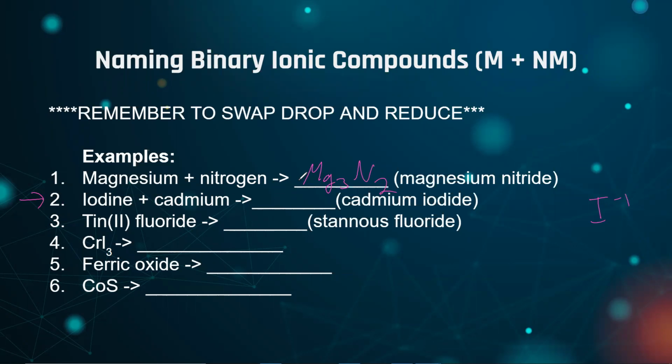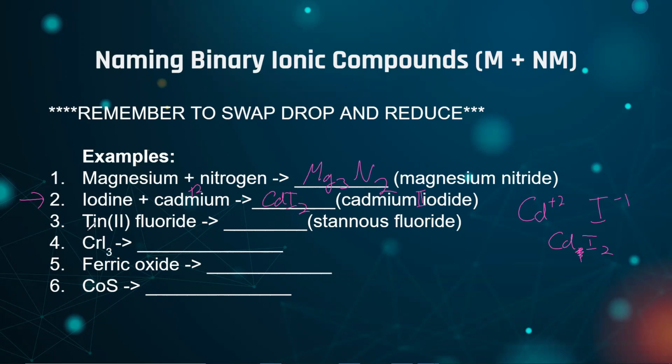But let's say that cadmium had a +2 charge, or it's cadmium 2 iodide. Okay. So in that case, we take our symbol for cadmium, which is Cd, and we give it a +2. We swap and drop, so we get Cd1I2. And if it's a 1, that's implied. So our final compound becomes CdI2.